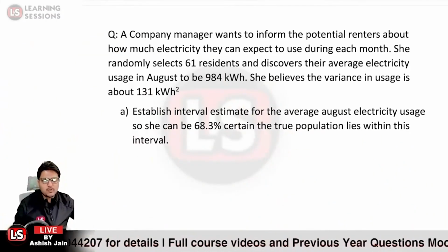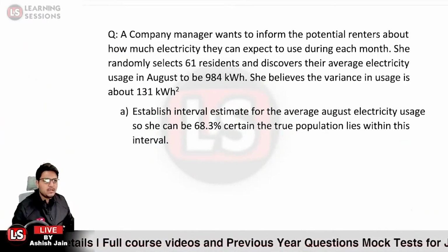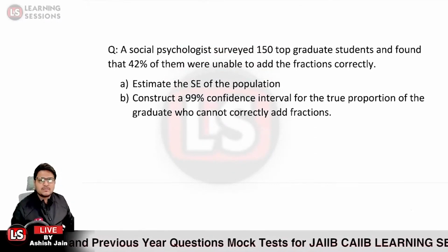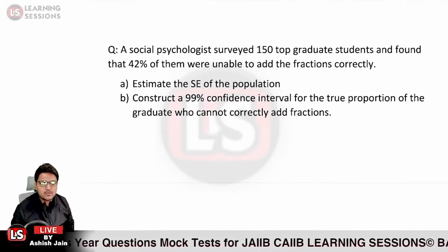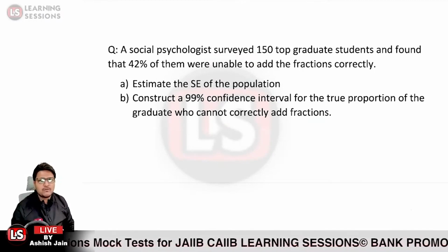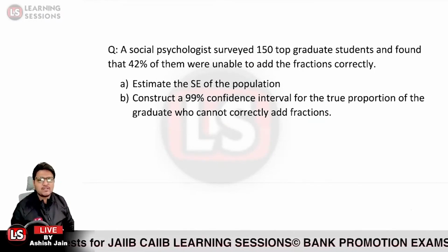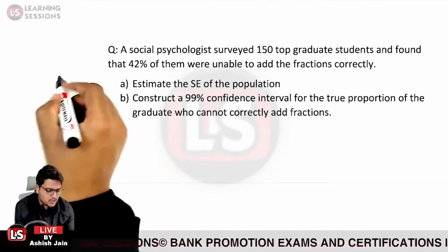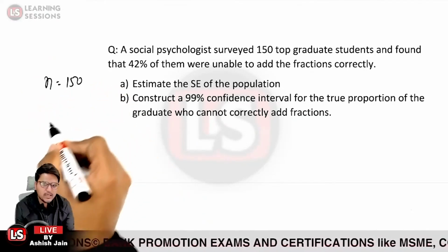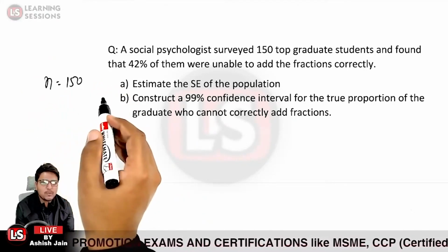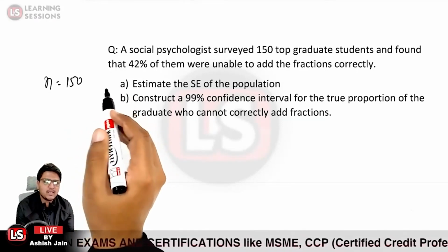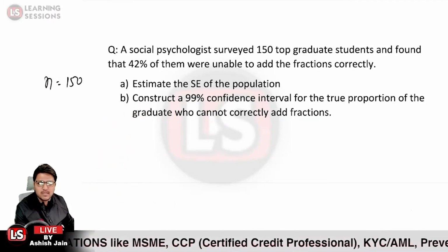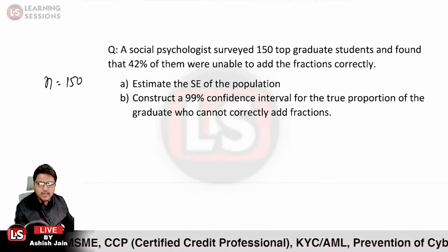Okay. Now let's move to the next question. It says a social psychologist surveyed 150 top graduate students and found that 42% of them were unable to add the fractions correctly. So the sample size is given to be 150 over here. What does it indicate? We are provided with 150, that is equal to n.